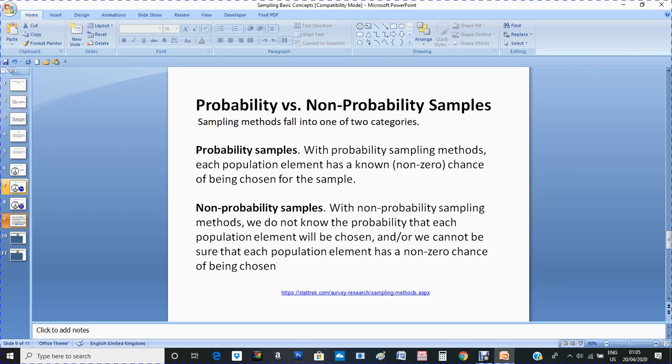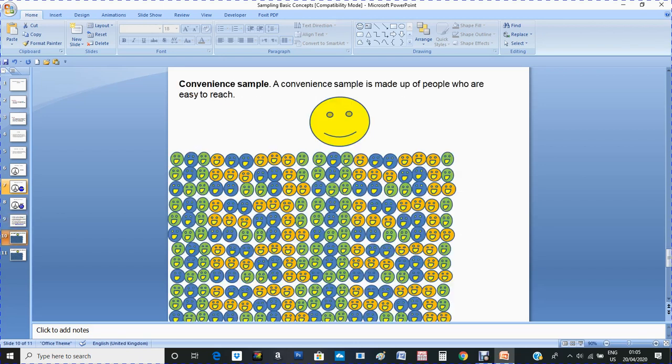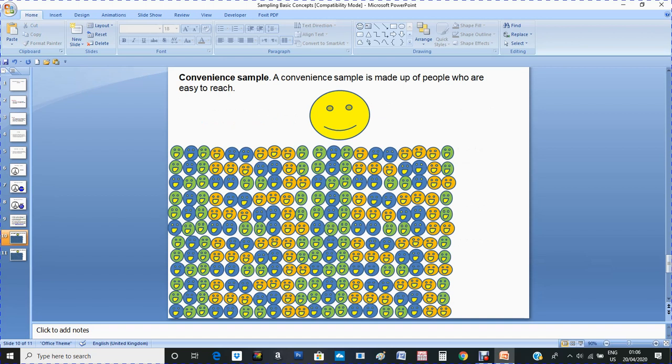Today, we will start discussing number two, which is non-probability sampling, and we will start with the convenience sample. Now, convenience sampling is one of the bad techniques in sampling, and it's called convenience. Why is it called convenience? Because it is made up of people who are easy to reach. Let me explain this very simple idea.